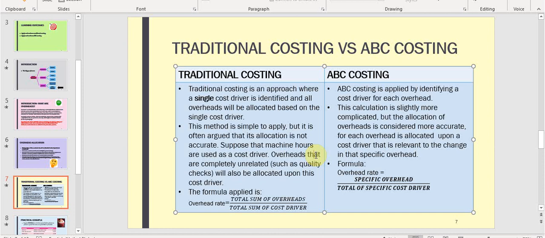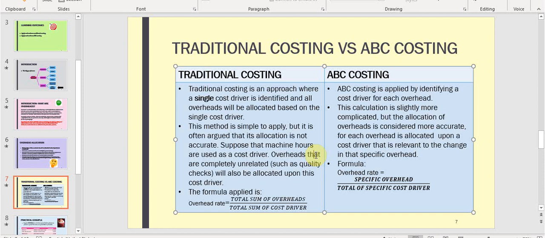So it is said that this method is simple to apply, but it is often argued that its allocation is not very accurate. Suppose that machine hours is used as the only cost driver to allocate overheads to a product line or a department. Overheads that are completely unrelated to this cost driver, such as quality checks, will also be allocated to the department or product based on this cost driver.